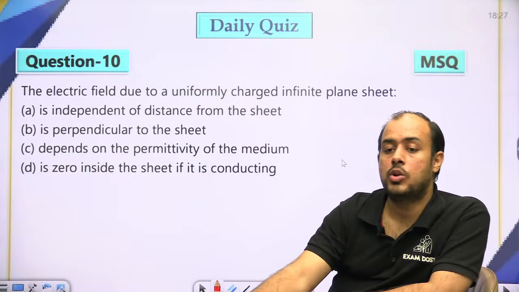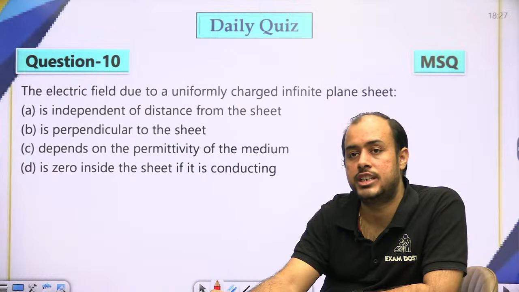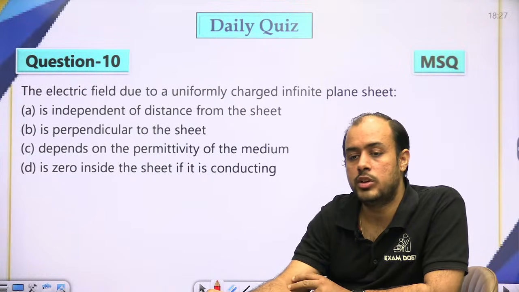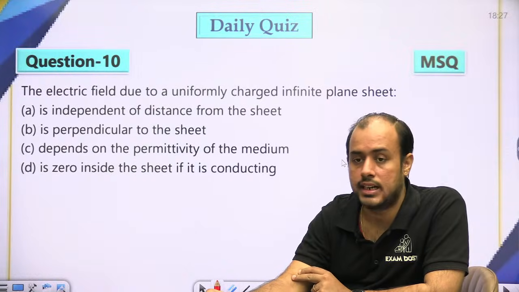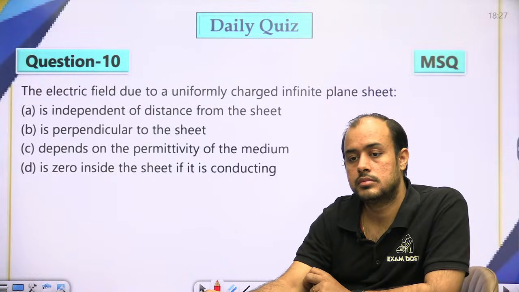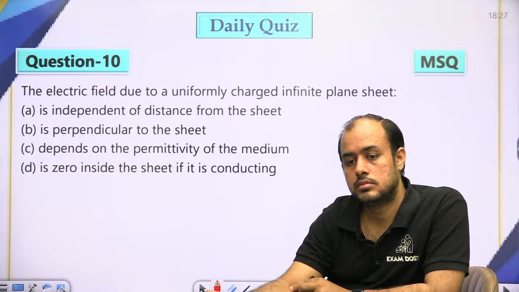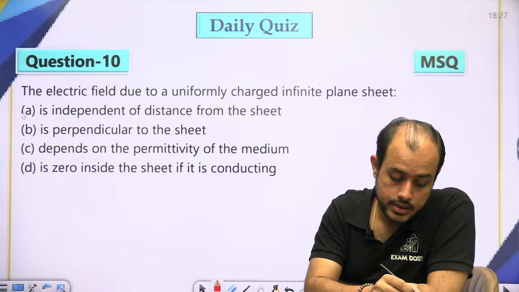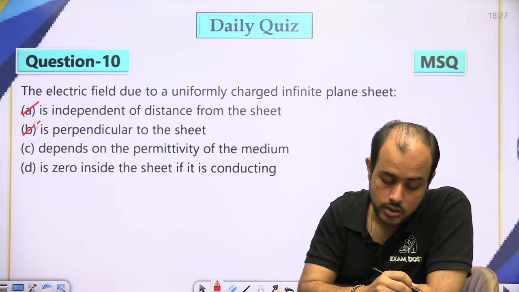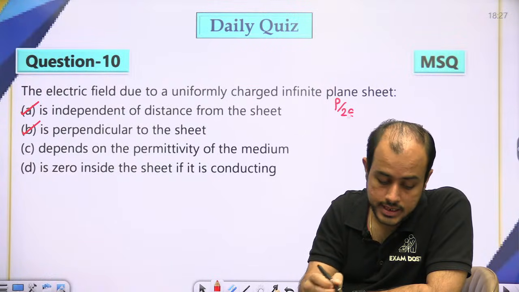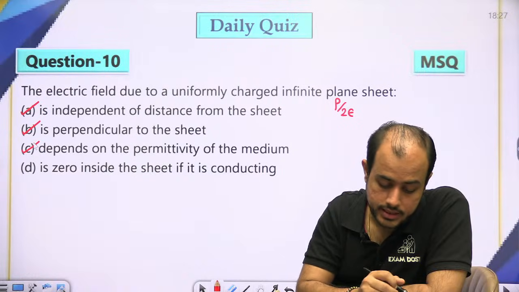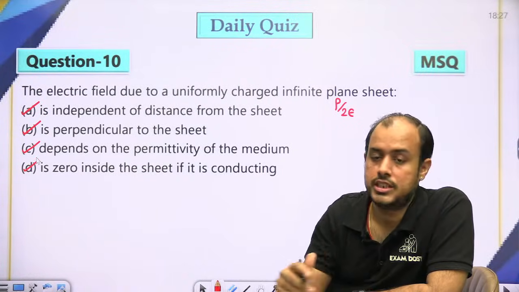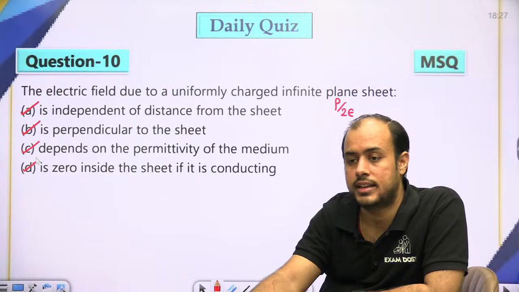Now electric field due to a uniformly charged infinite plane sheet. इनफाइनाइट यूनिफॉर्म चार्ज जो आएगा, शीट चार्ज जो आएगा, independent of the distance, perpendicular, rho by 2 epsilon आया था, depends on the permittivity, zero inside the sheet. अगर शीट कंडक्टिंग है तो उसके अंदर तो जीरो ही आना चाहिए. करेक्ट. So all options are correct.